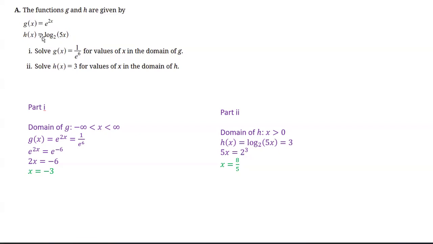Okay. Now, the domain of h is the argument of the log. 5x must be greater than 0, which means x is greater than 0, okay? Now, if we solve, h of x is equal to 3.